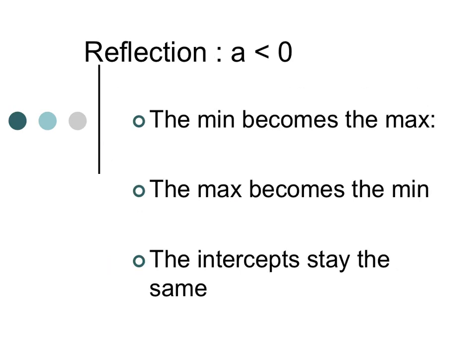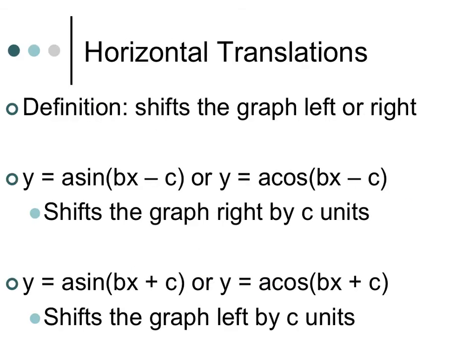In the case that our a value is actually negative, we're going to note that our previous minimum is now going to be flipped to be the maximum because, again, it's reflected across the x-axis. The maximum is going to change to become the minimum, and the intercepts are going to be unchanged by this reflection. Our next translation is the horizontal translation.